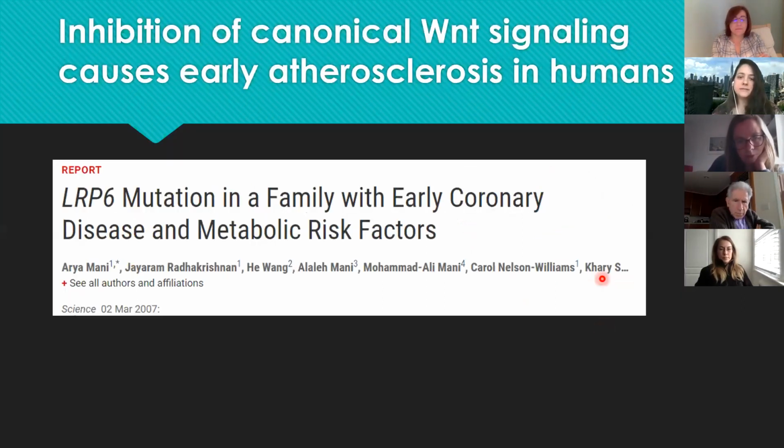And this is a particularly interesting signaling pathway in atherosclerosis because it had been shown that there are families with a mutation in the LRP6, the Wnt co-receptor. These mutations cause a downregulation of the Wnt signaling pathway and also cause early coronary disease. So again, is Wnt actually collaborating or synergizing with IL-4? That was our next question.